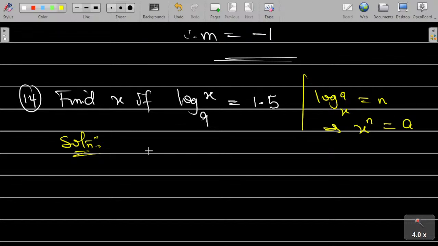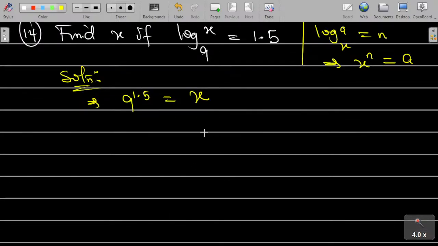Alright, and so if we apply that here, it means that 9 to the power of 1.5 is equal to x. All we need to do now is to simplify that, and that's going to give us x is equal to 9 to the power of 3 over 2, changing the decimal to a fraction. Remember that when you have a fractional index, the denominator will turn to roots, and the numerator will remain as power.